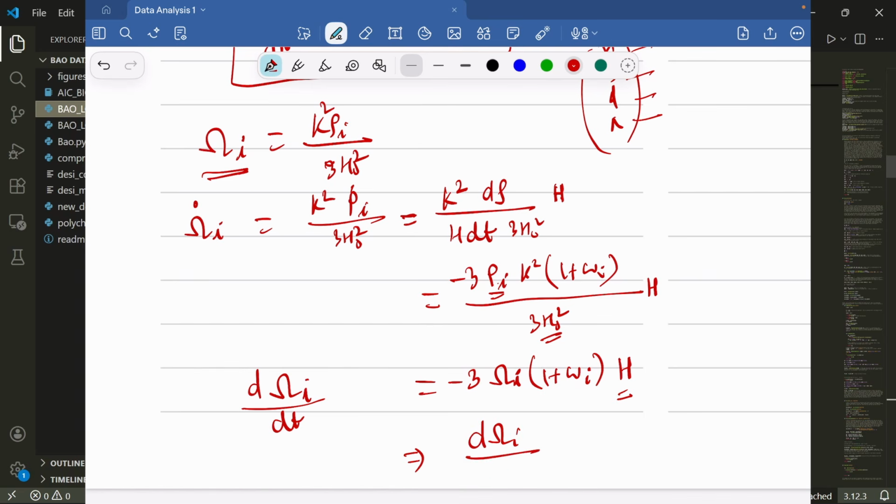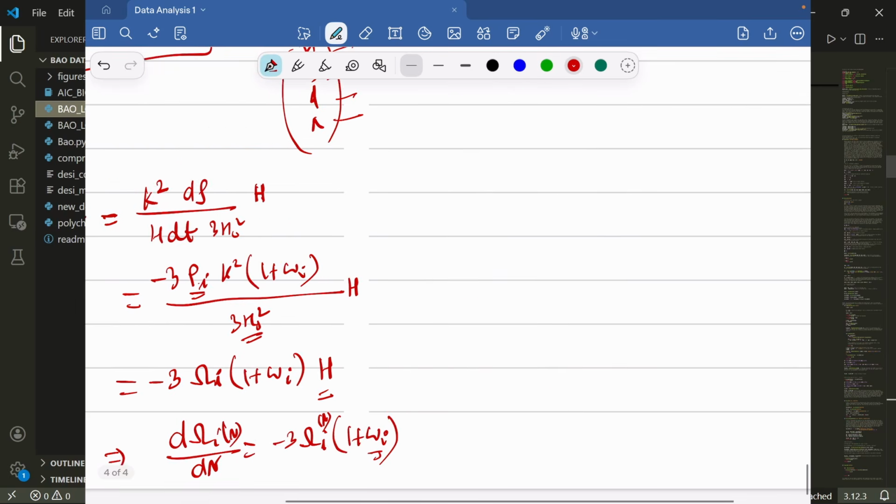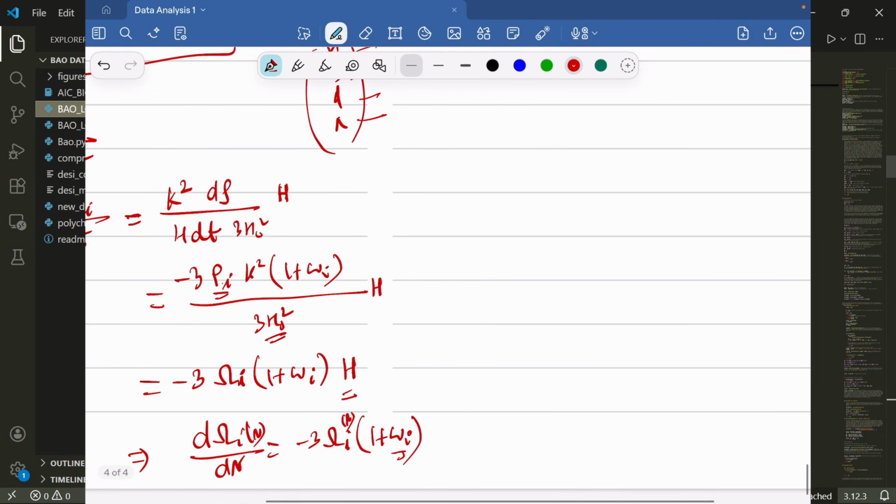Now I'll just take this one. I have d omega_i over dN is equal to minus 3 omega_i (1 plus w_i). Now you may say that this is a beautiful equation, because omega_i is part of N and w_i is again a part of N. It could be a constant, it could be variable. I don't even care. I can simply plug it in and numerically solve this differential equation. I don't want to take any headache. And I don't have to talk about the scaling, what the dimensions are, what the value of kappa squared is and so on.